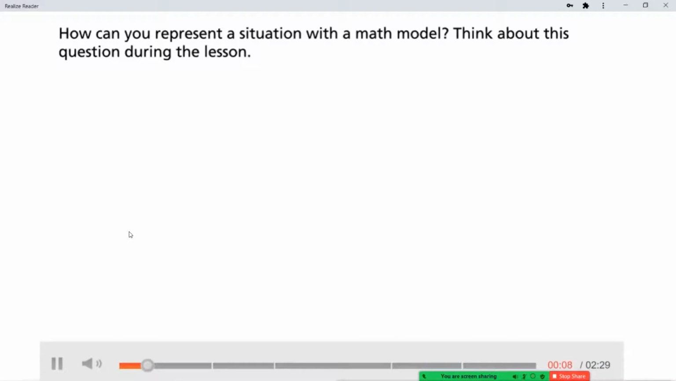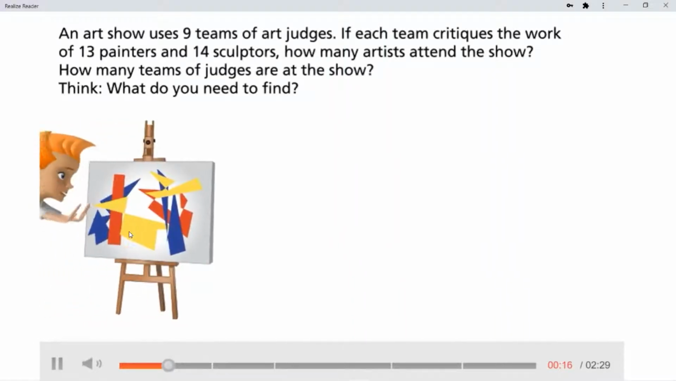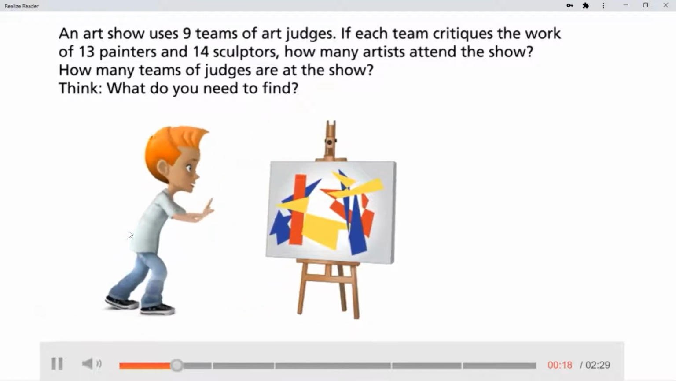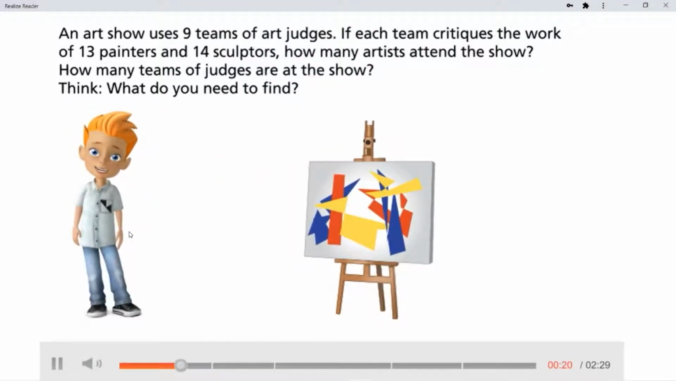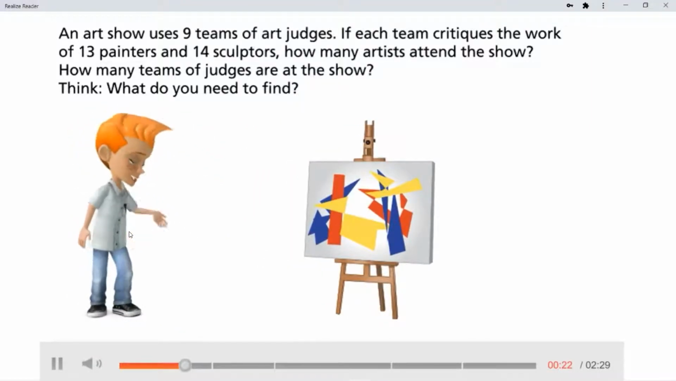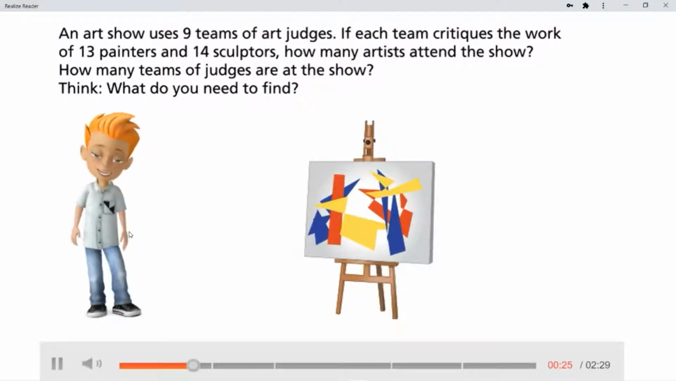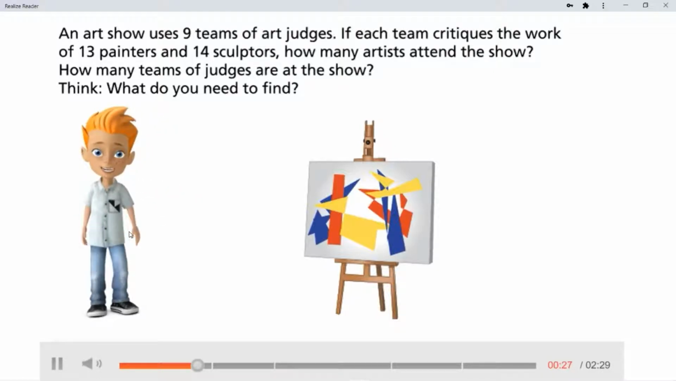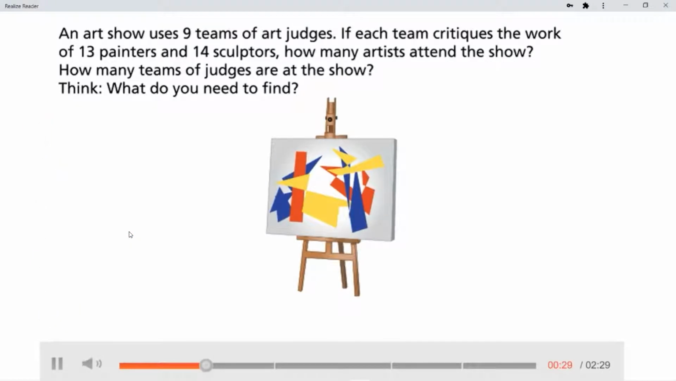How can you represent a situation with a math model? Think about this question during the lesson. An art show uses 9 teams of art judges. If each team critiques the work of 13 painters and 14 sculptors, how many artists attend the show? How many teams of judges are at the show? Think, what do you need to find?